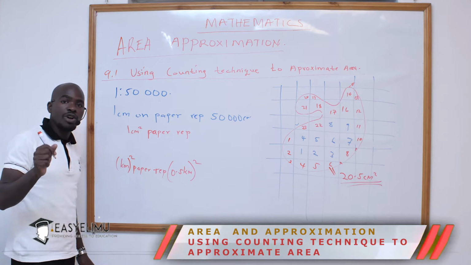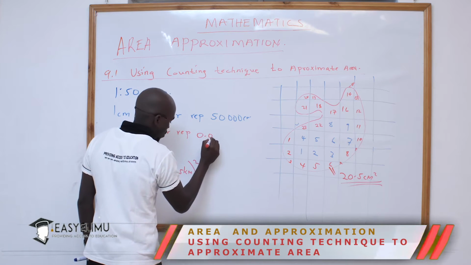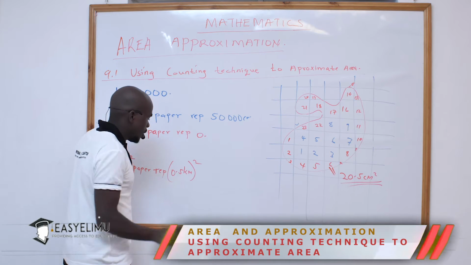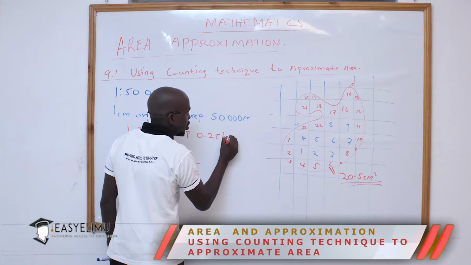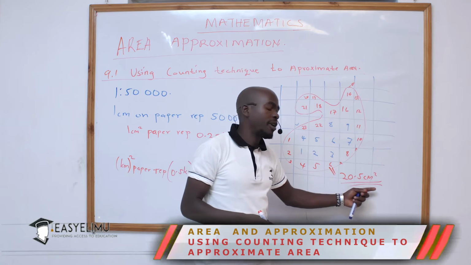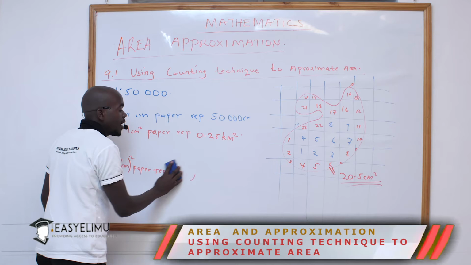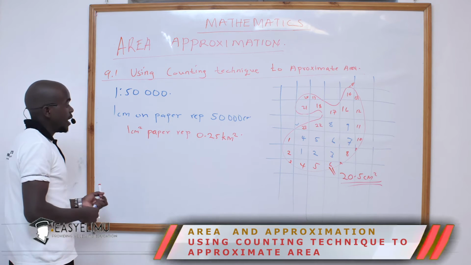1 square centimeter on the paper represents 0.25 actually, because if you square this one, it is going to give you 0.25 square kilometers. But here remember we have 20.5 square centimeters. So what we should do here is to convert the 2 measurements into an equivalent measurement.